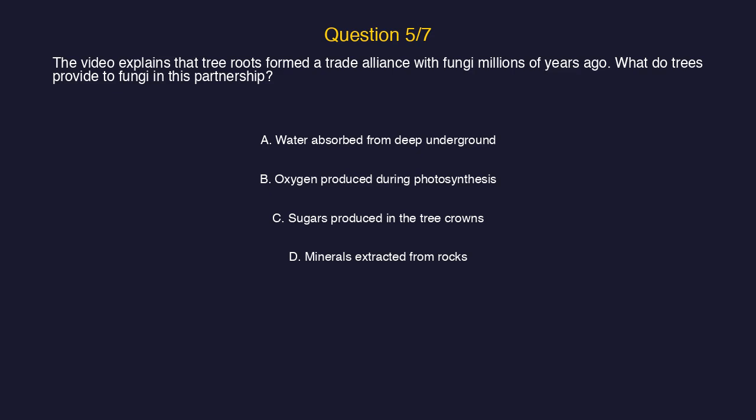Question 5. The video explains that tree roots formed a trade alliance with fungi millions of years ago. What do trees provide to fungi in this partnership? A. Water absorbed from deep underground. B. Oxygen produced during photosynthesis. C. Sugars produced in the tree crowns. D. Minerals extracted from rocks. Time to think.